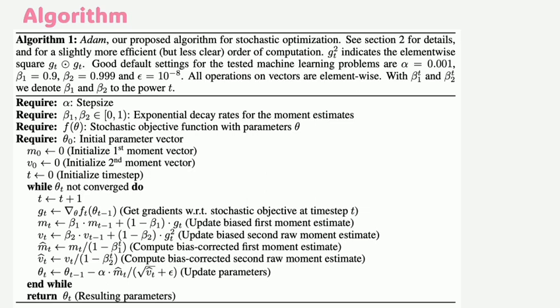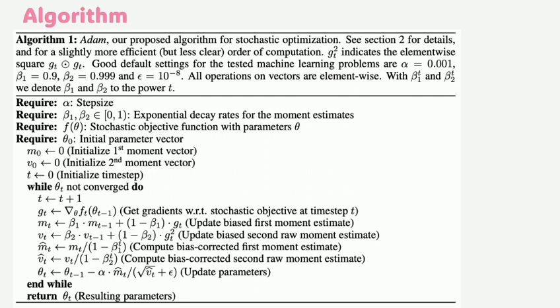Then we need to update the first moment vector m. It stores the moving average of the gradients, and it is the combination of the previous value of m and the new gradient, weighted by parameters beta 1 and 1 minus beta 1 respectively.